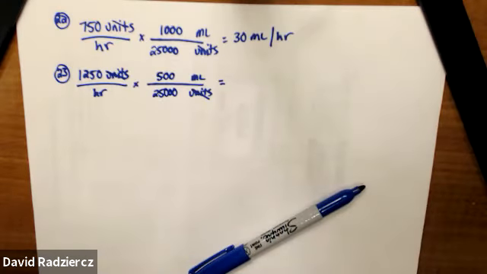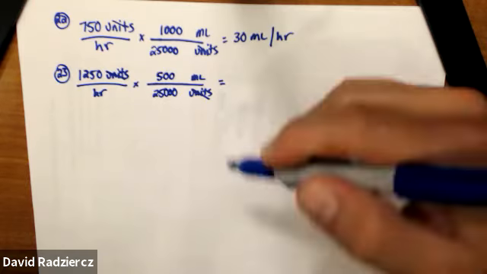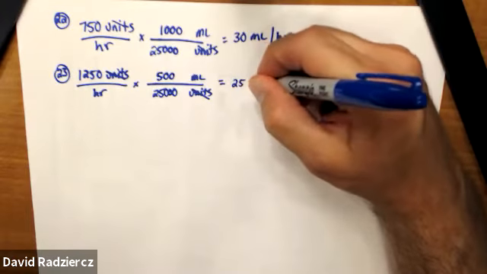Then I'm going to plug that into my calculator: 1,250 times 500 divided by 25,000. And we're going to get 25 milliliters per hour.